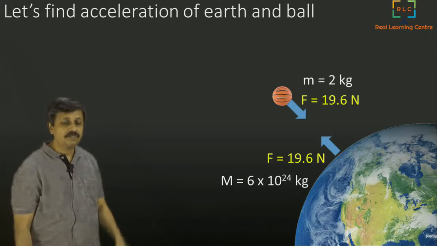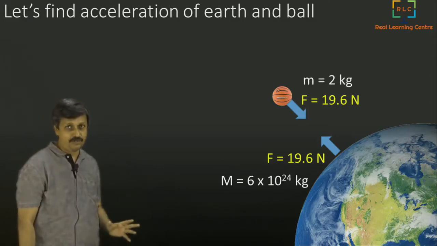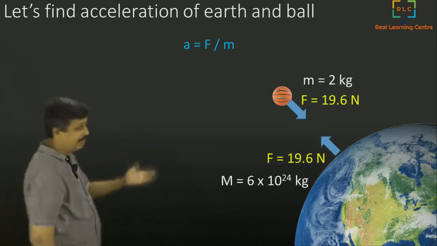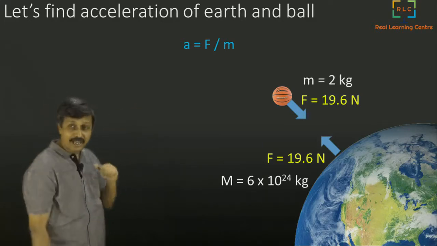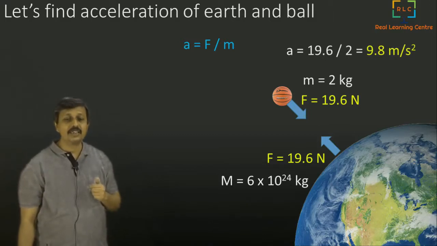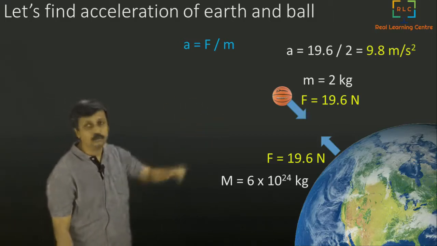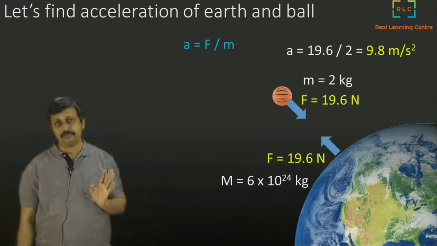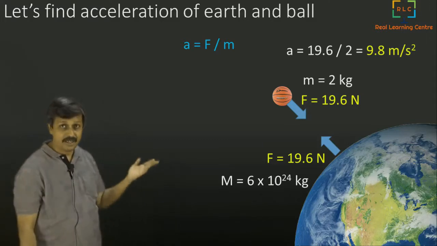Yeah. So if you want to calculate the acceleration of each one of them, acceleration is given by Newton's second law, A is equal to F by M. Using that, you will get A is equal to 19.6 by 2, which is nothing but 9.8 meter per second square. Okay, that is what we got by dividing by 2. 2 is the mass.